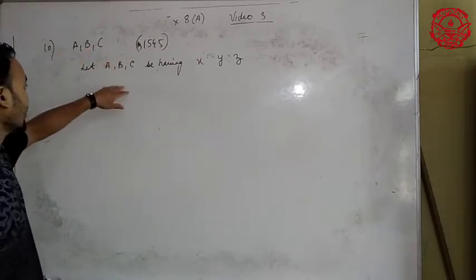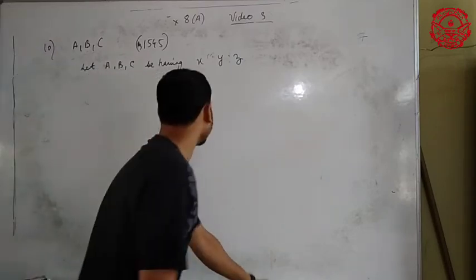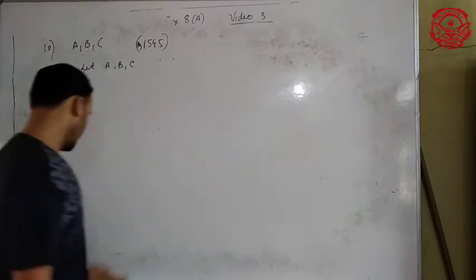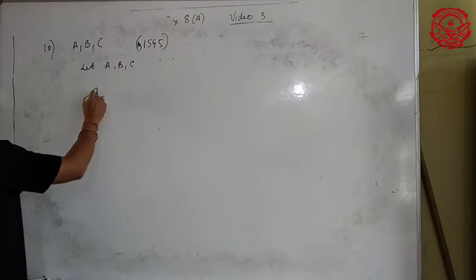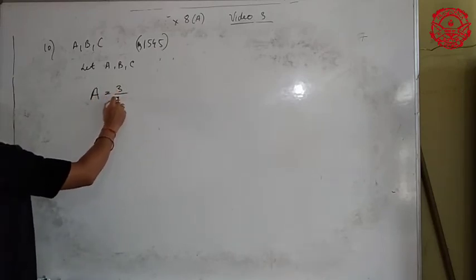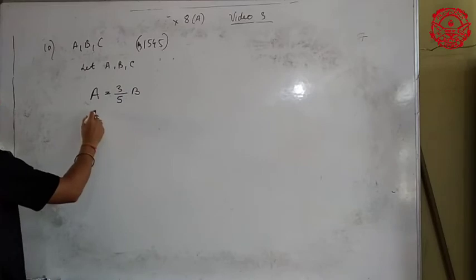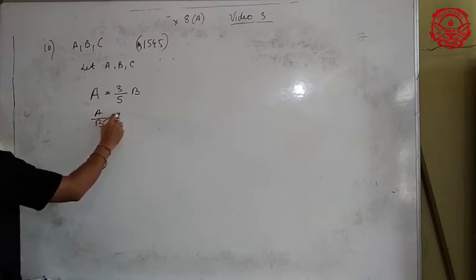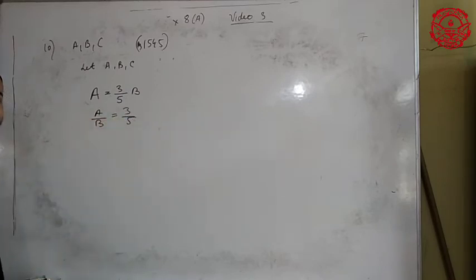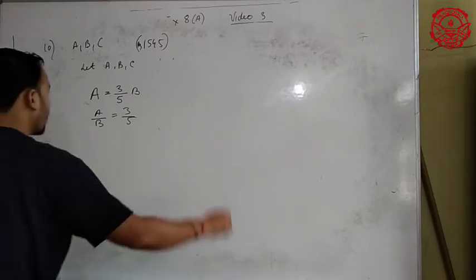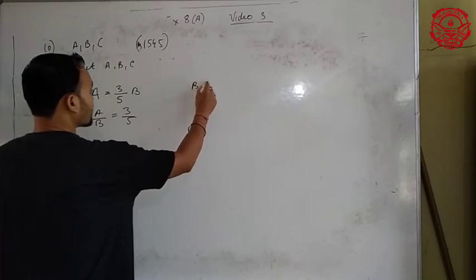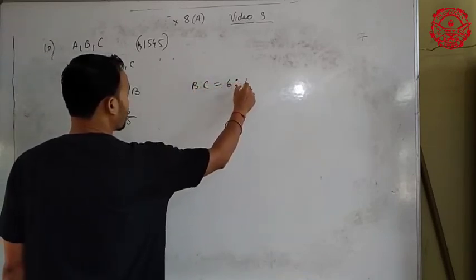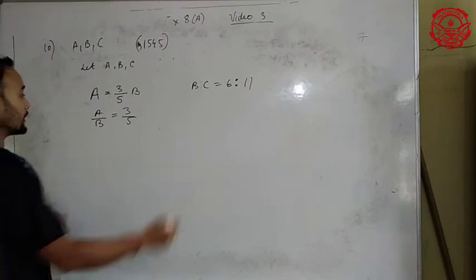Now, how much is A getting? We can directly write A, no need to put X and Y. A is getting 3/5 of what B is getting, so A by B is 3 by 5. Now again it says the ratio of B is to C is 6 is to 11. Here, in both the cases B is common.